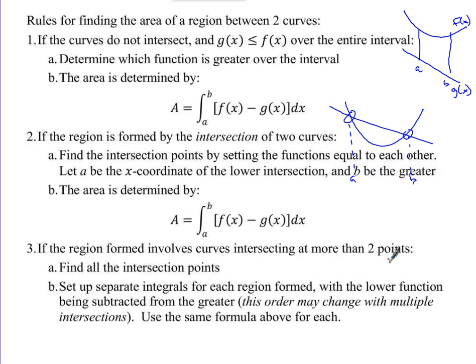If the region formed involves curves intersecting at more than 2 points, so I have a situation like this, then do exactly the same things we did up here: find all the intersection points. Set up separate integrals for each region, this region and this region, and then add the two together.